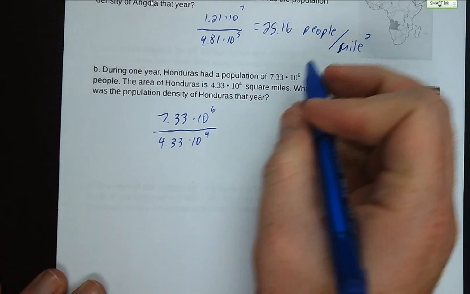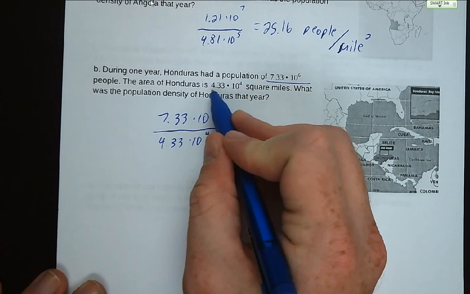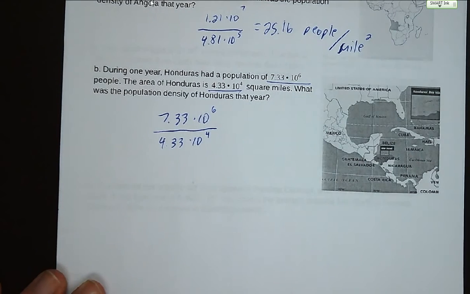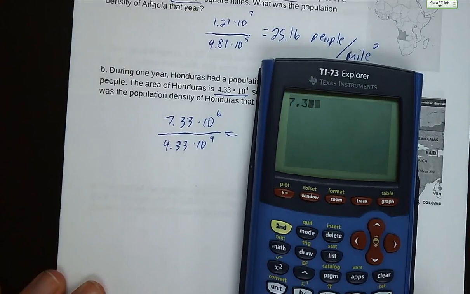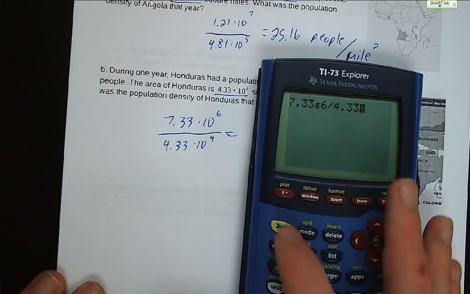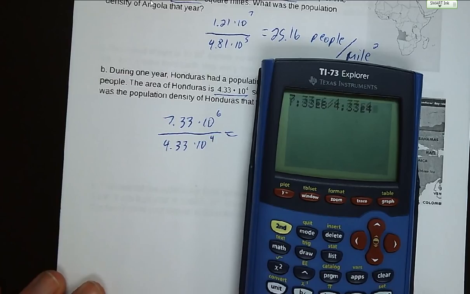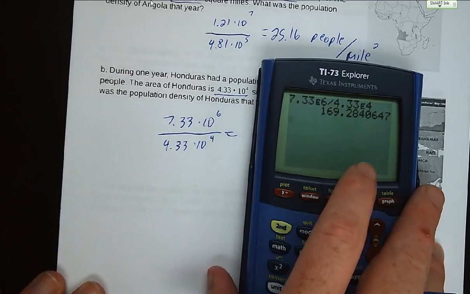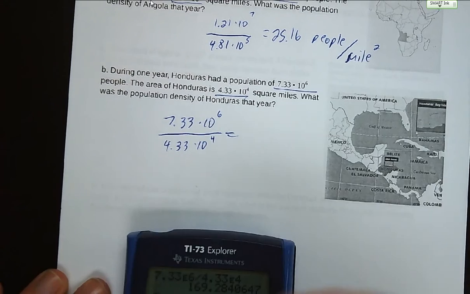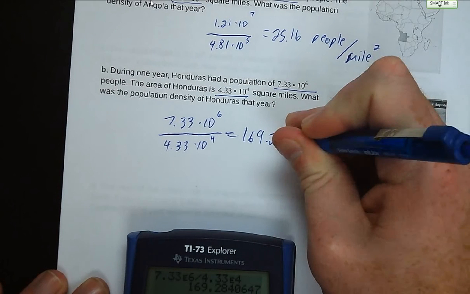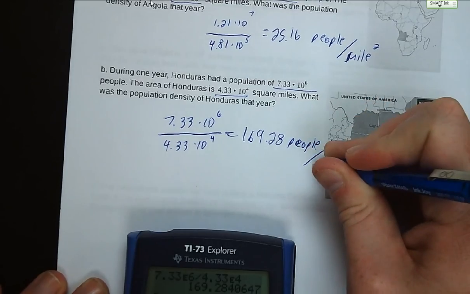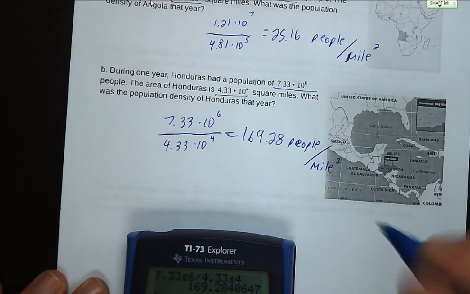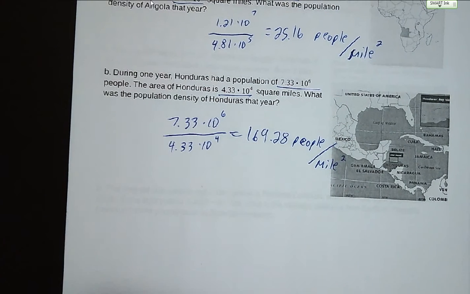All right. So we put our population on top, our area on the bottom to find population density, and now we just need to type it into our calculator. So 7.33 times 10 to the 6th divided by 4.33 times 10 to the 4th. And it is approximately 169.28 people per square mile.